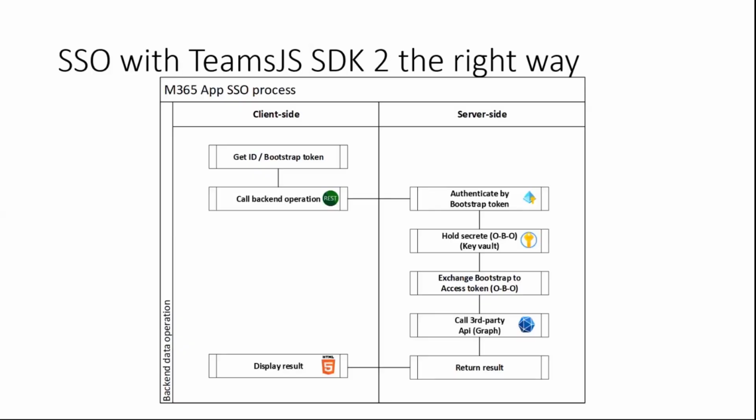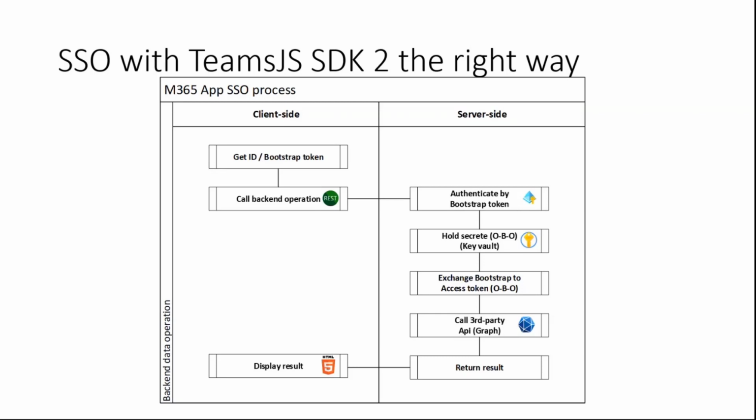I was also using the sample to illustrate how to use single sign-on, because of course, doing some Graph calls in the backend, they will need single sign-on for this. And why I'm doing this in this way, I'm showing here. So I try to do as much as I can on the server side only. The only thing I really need to do on the client side is get my initial bootstrap or ID token, which represents the user. It's already authenticated inside Teams or Office or Outlook. And then I directly call my backend operation.